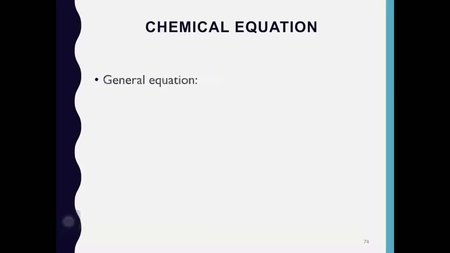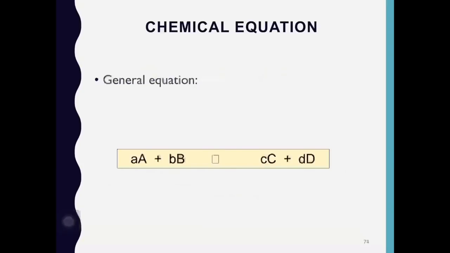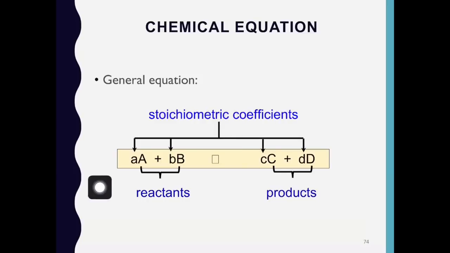In this general equation, capital A and capital B represent the reactants, while capital C and D represent the products, while small a and small b represent the stoichiometric coefficients of the reactants, while small c and d are the stoichiometric coefficients of the products.